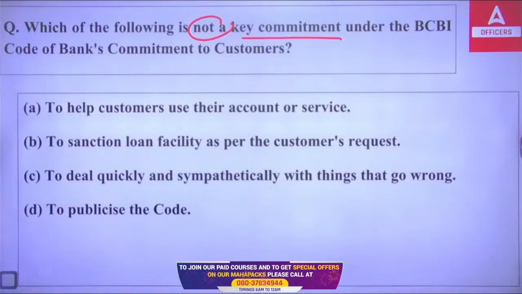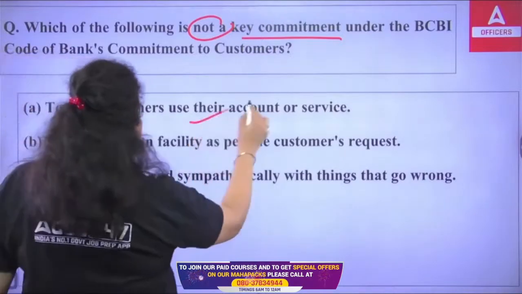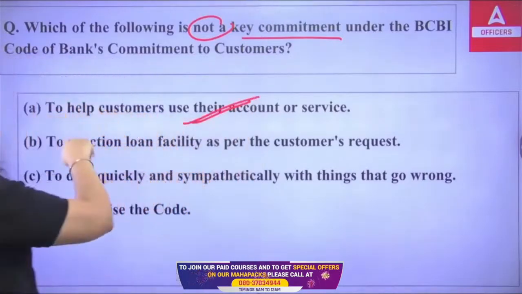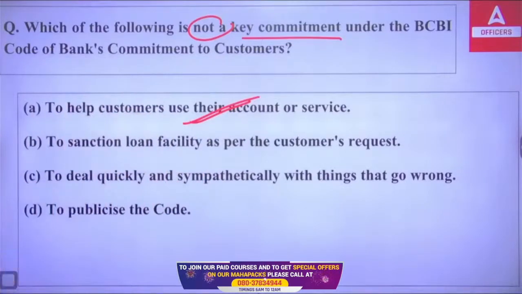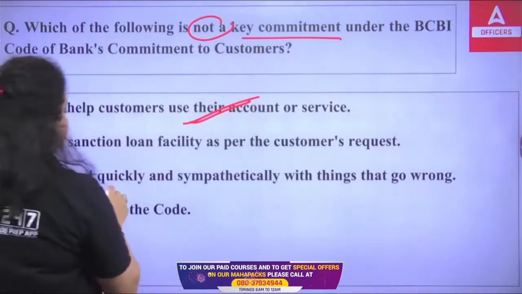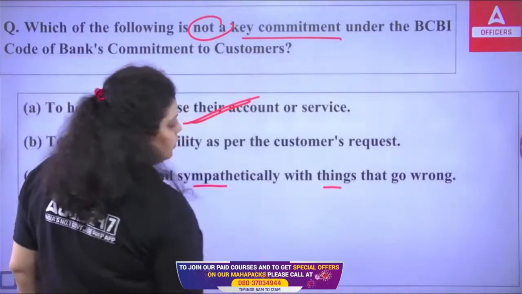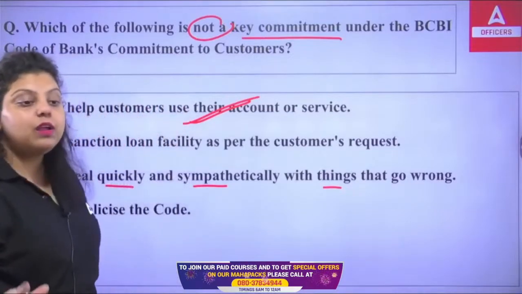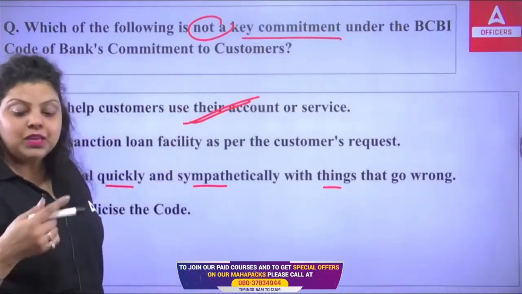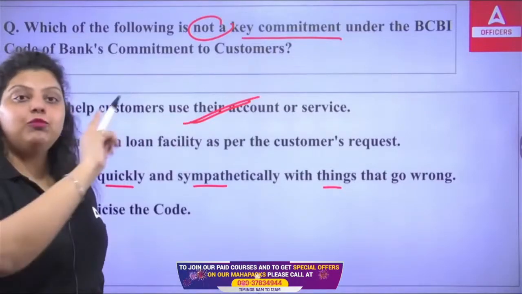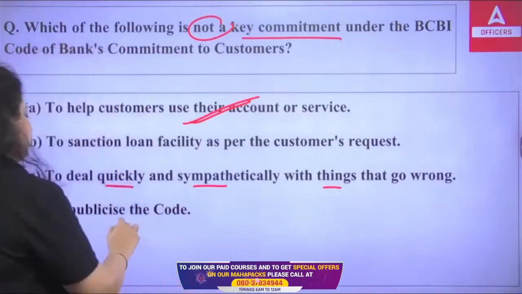So to help customers use their account or service, this is the commitment that the bank has towards the customer. They have to help the customer to use their account and the services they are taking from the bank. Third is to deal quickly and sympathetically with the things that go wrong. Obviously, if something went wrong, if the customer has faced a certain loss or problem, you have to help out the customer. Publicize the code, this is true.